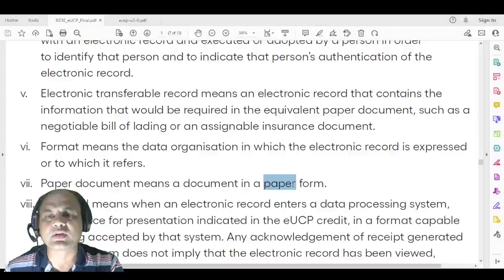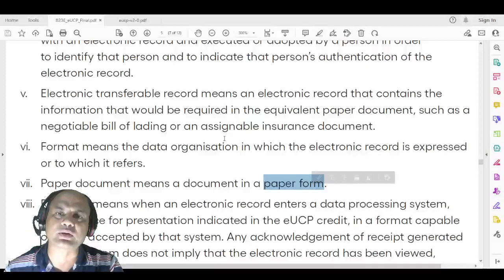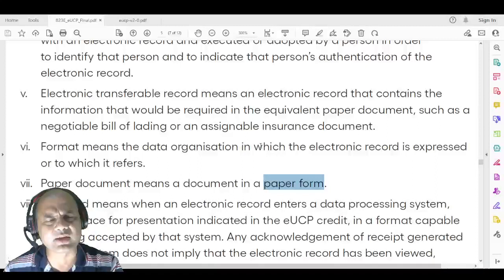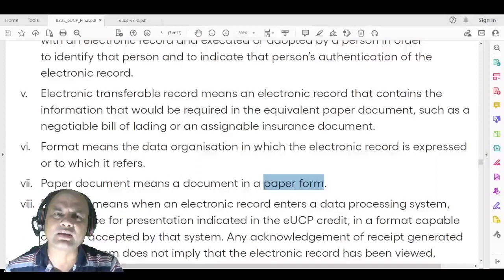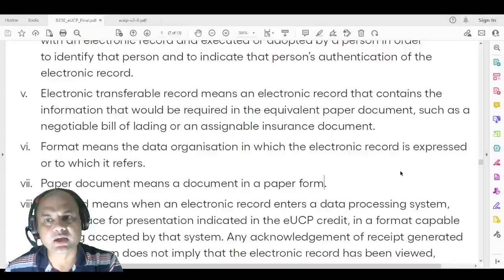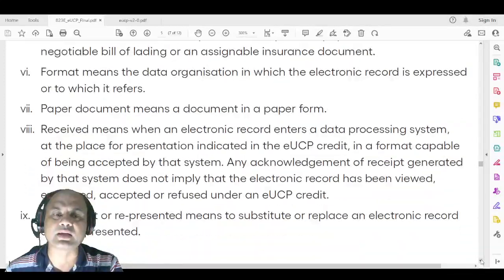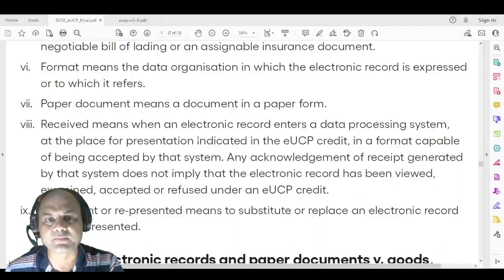Paper form means, suppose eUCP asks for any paper document, then remember one important part. Whenever any paper document is required, it means a paper document is required. There is no other option. Even though it is subject to eUCP and it asks for the paper document, then we will have to present it.